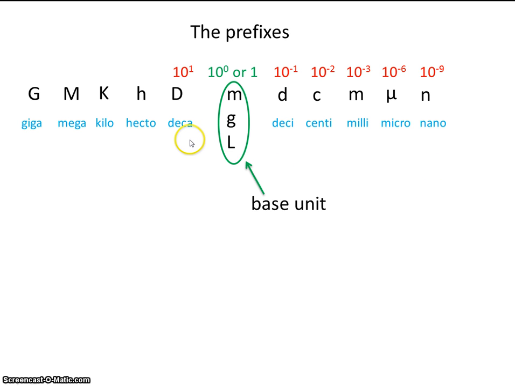Conversely, on the other side, deca is 10 times bigger than the base unit. Hecto is 100 times, and kilo is 1,000 times. And now once again, we're going to jump by a factor of 1,000. So mega means a million, and giga means a billion. There are, of course, prefixes to describe measurements larger than giga and smaller than nano, but we won't be using too many of them in this course.